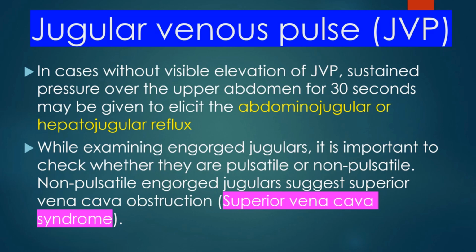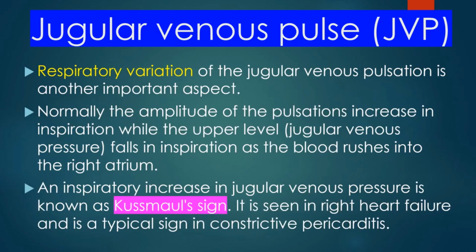While examining engorged jugulars, it is important to check whether they are pulsatile or non-pulsatile. Non-pulsatile engorged jugulars suggest superior vena cava obstruction, the superior vena cava syndrome. Respiratory variation of the jugular venous pulsations is another important aspect. Normally, the amplitude of pulsations increase in inspiration while the upper level, that is the jugular venous pressure, falls in inspiration as the blood rushes into the right atrium.